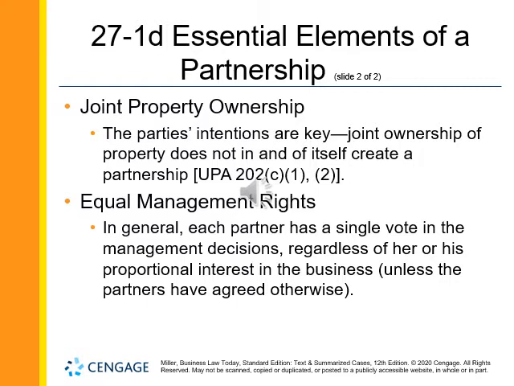Likewise, equal management rights. In general, each partner has a single vote in the management decisions, regardless of his or her proportional interest in the business, unless the partners have agreed otherwise. So you can have a 90% partner who has two 5% partners, and the two 5% partners, in the absence of another agreement, can make the management decisions by a vote of 2-1.